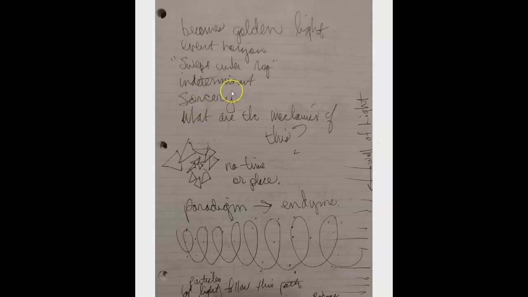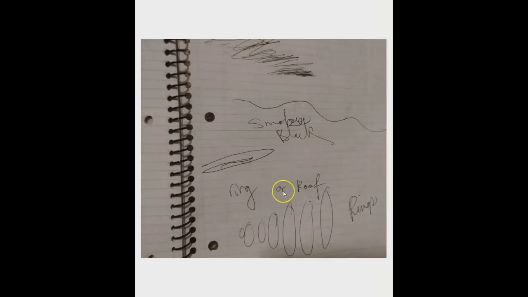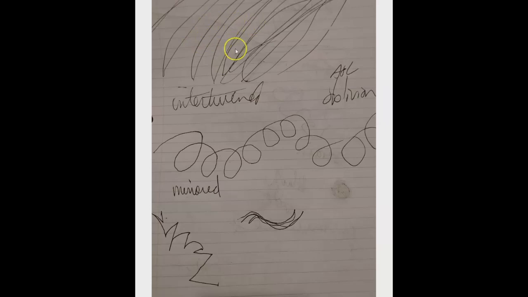But we get to sorcery or magic, or, you know, what are the mechanics of this? And we see again these triangles. And now they are not so ordered, they're in a spiral, more chaotic, no time or place. Got a paradigm and an ending paradigm, a sort of play on words there. Spiral, particles follow this path, or particles of light. Radiance, the wall of light, so they're traveling in a spiral like this, through a vortex, maybe. Smoke, black, ring or roof, this swirl, we got smoke. We've got rings. Intertwined in oblivion. It's like reality is obliterated, perhaps.